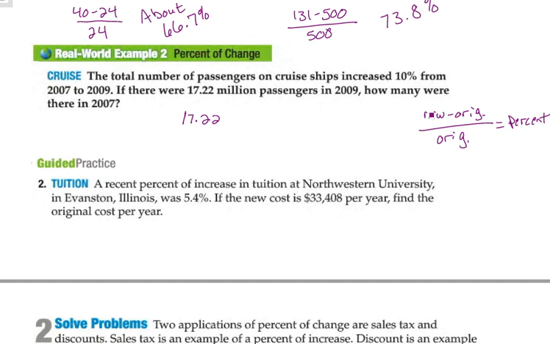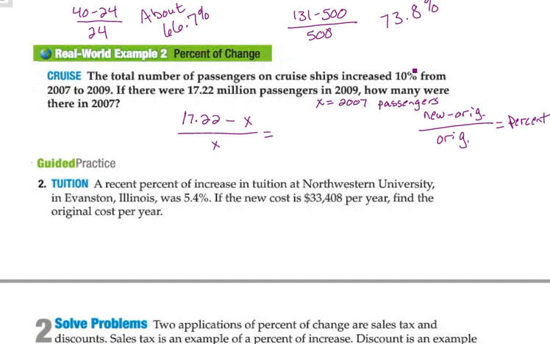I don't know my original, because they're asking what it was in 2007, and that was my original. So if I don't know something, remember I'm going to give it a variable. Maybe I don't like that because it kind of looks like a 0, so I'm going to say x. And I'm going to divide that by x. And up here I'm going to say x is 2007 passengers, just to remind myself what I'm dealing with. Okay, I know this all equals 10%.